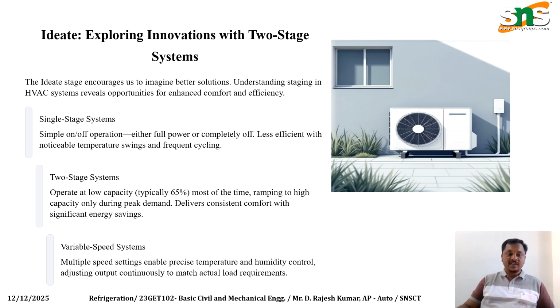The second system is the two-stage system. So you can see here in the two-stage system, it operates at low capacity, typically 65 percent, most of the time. It ramps to high capacity during peak demand. So it delivers consistent comfort with significant energy savings. And the last design is the variable speed system. So you can see in the variable speed system, multi-speed settings can be enabled in order to control the temperature, humidity, and also to adjust the output continuously to match the actual load requirements. So these are the different system designs.